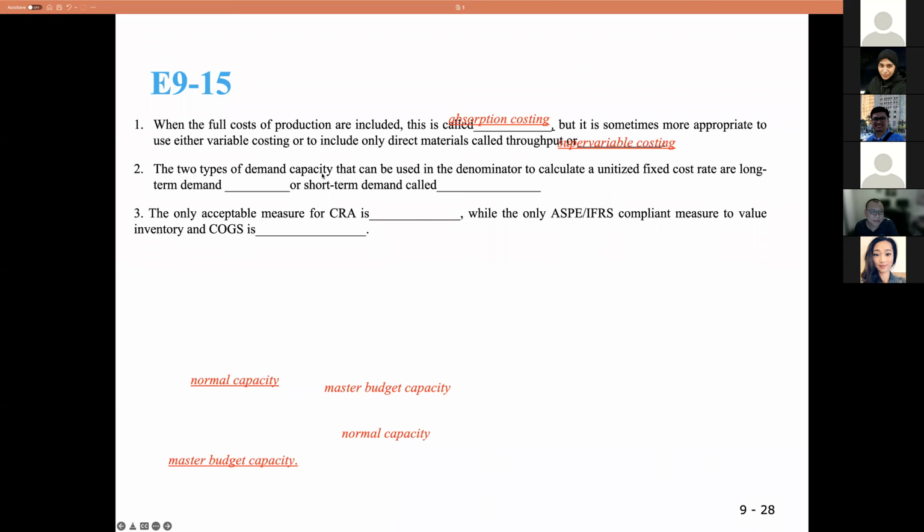The two types of demand capacity that can be used in the denominator to calculate the fixed cost rate are long-term demand or short-term demand, called what? What is the long-term demand called? We are talking about demand capacity. There are only two, right, for demand. And the long-term one is called, let's see.